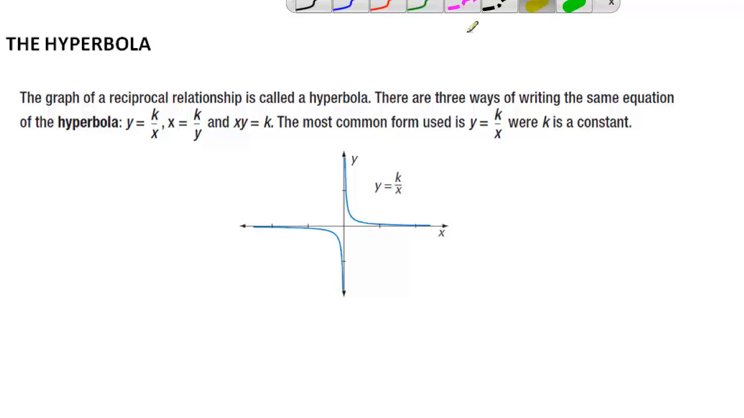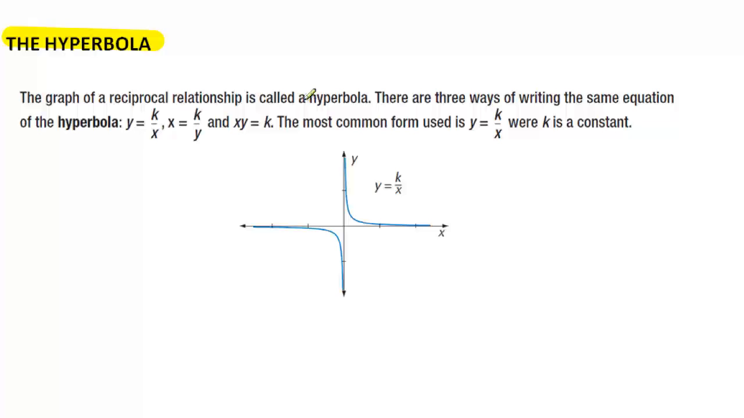In the previous lesson, we had a look at what we call reciprocal relationships, and this time we're going to give it a name. These graphs are actually called hyperbolas. And down below here, you can see exactly what a hyperbola looks like. It's quite an unusual graph that is split in two places, and I'll show you why it's split shortly.